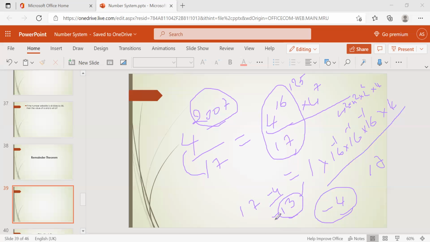13 is the actual remainder. Okay, done. We'll continue with the second remainder theorem also in the next class.